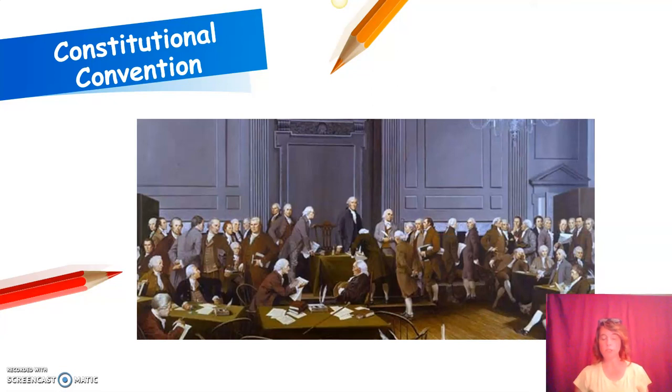Delegates took 4 months to write the Constitution. Many times they did not agree with each other, but they didn't stop. They kept on talking and they kept on compromising. They finally finished the plan for America's new government.